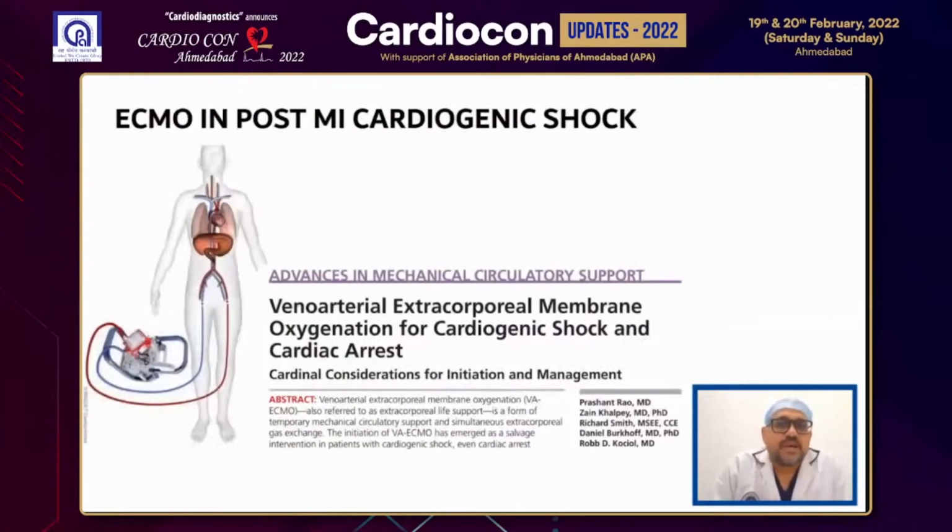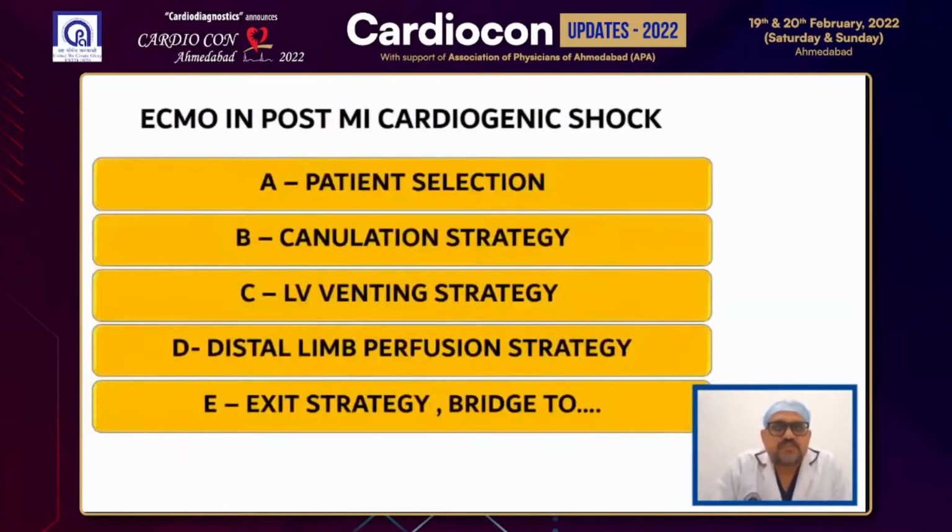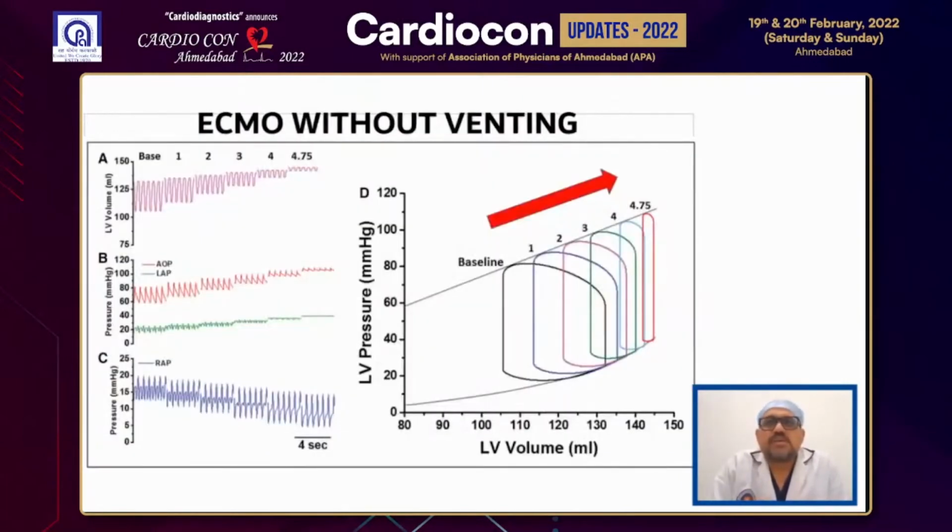Now let us consider ECMO. There are 5 cardinal considerations for initiation and management of ECMO. A, patient selection. B, cannulation strategy. C, LV venting strategy. D, distal limb perfusion strategy. And E, exit strategy, that is bridge to recovery or bridge to destination therapy. As we see with the red arrow, with higher flows on peripheral VA ECMO, without an adequate venting strategy, the shape of the PV loop changes.